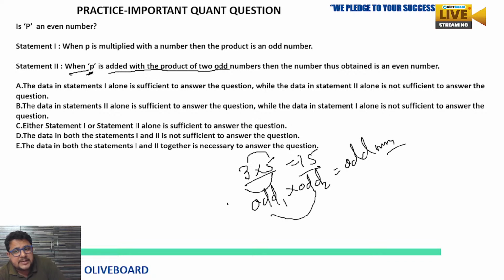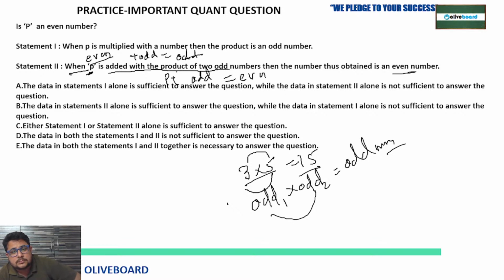P is what? If P is an even number, then adding an even number to an odd number gives an odd number. But what is given? As we know, the product of two odd numbers is an odd number, plus P is giving us an even number, which is not possible, because the sum of two even numbers will give you an even number.